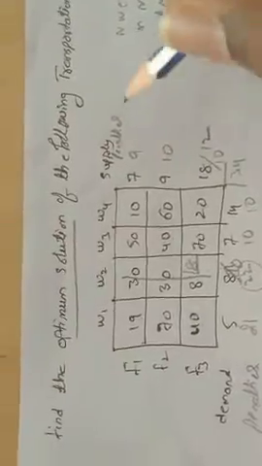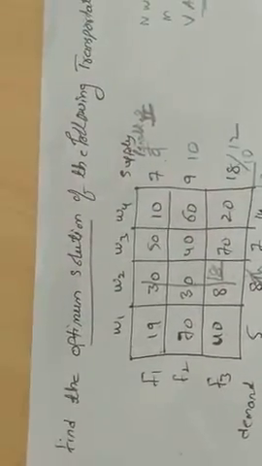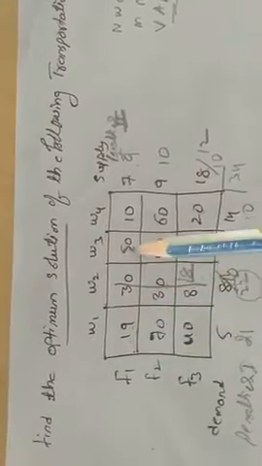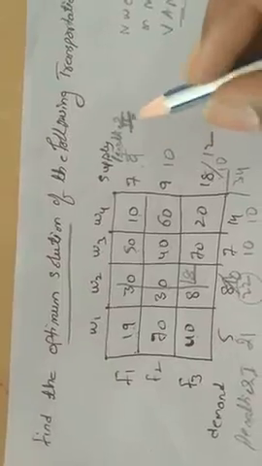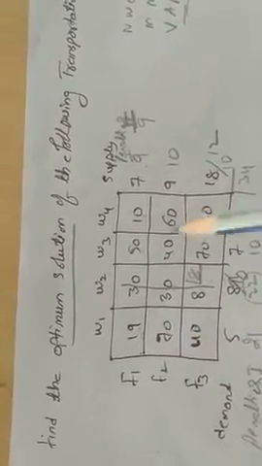Okay, so next is penalty 2. This is the first one, this is the second one. Okay, so this is the first one, this is the second, penalty 1. For this, next 19 is there, 50 is there, 10 is there. 19 minus 10, 9 is there. Okay, next 70, 40, 60, 40 and 60, 20 is there.